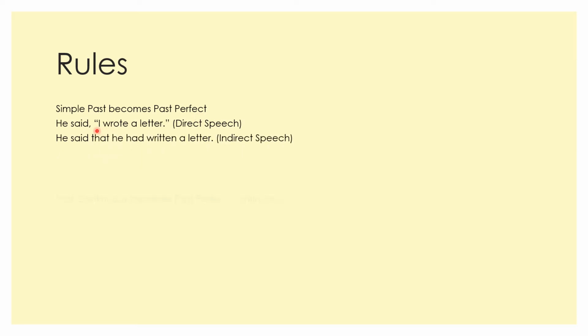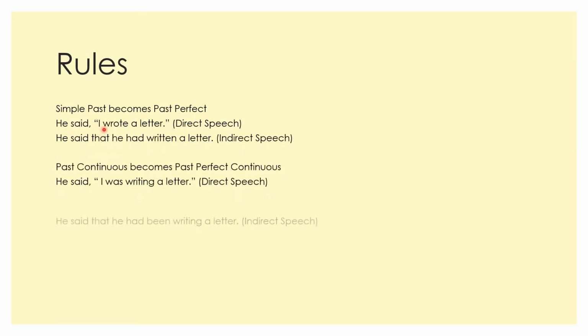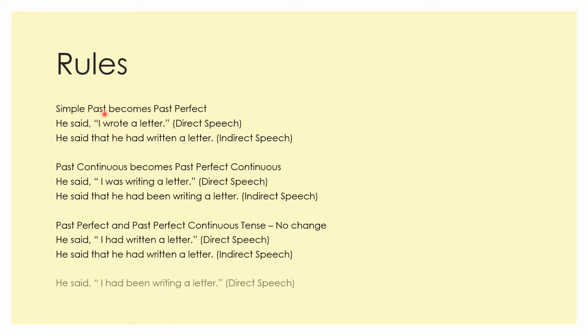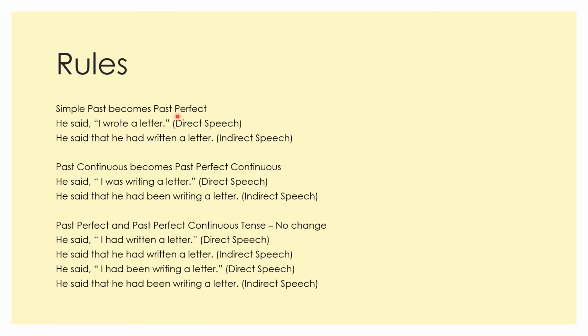Simple past becomes past perfect. Look at the following example. He said, I wrote a letter. So wrote is in the simple past. So in the indirect, it will become past perfect tense. Had written. So the sentence in the indirect, he said that he had written a letter.